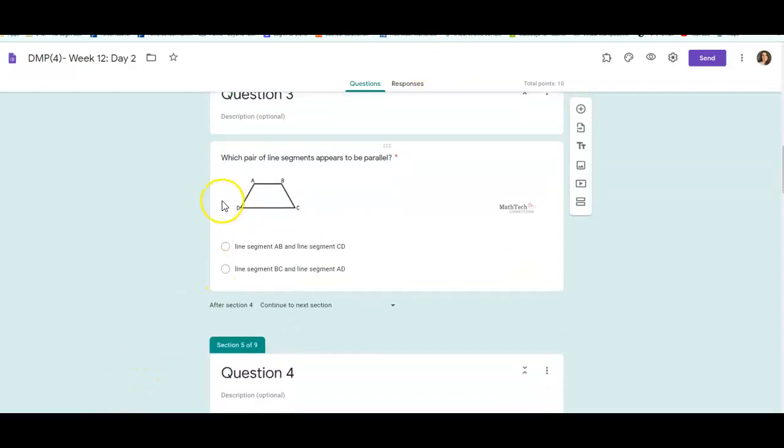Question number 3. Which pair of line segments appear to be parallel? Remember, parallel lines are lines that do not intersect. They will go on forever. So which one of these lines, line segment AB and CD, or line segment BC and line segment AD? Which ones are parallel?